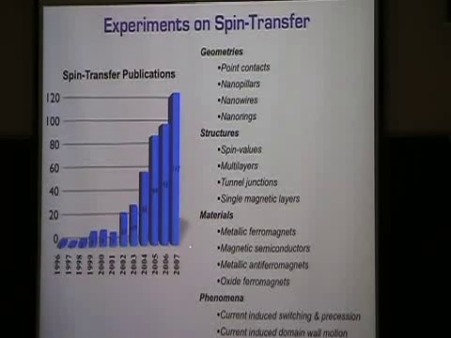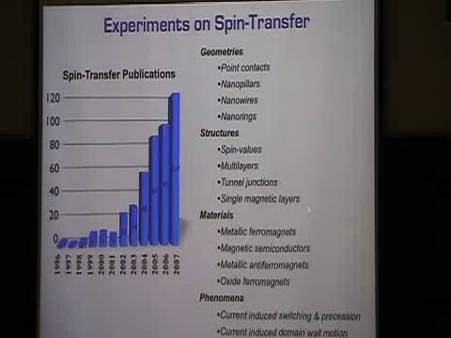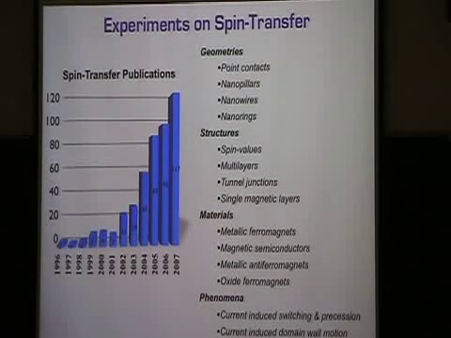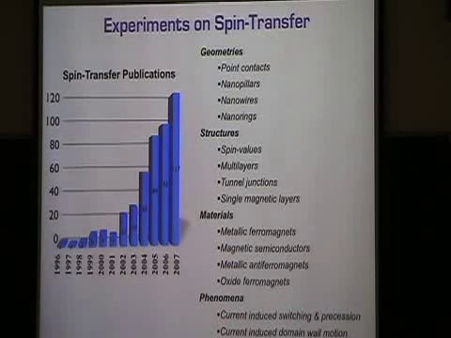We can see this has taken off because there are many kinds of materials that you can use in structures. It works on point contacts, nanopillars, nanowires, nanorings. You can use spin valves. These spin valves are all metallic samples, multi-layers. You can have a magnetic tunnel junction. You don't even need two magnetic layers. The effect works even when you have one magnetic layer. You could work on metallic ferromagnets, magnetic semiconductors, even anti-ferromagnets, oxide ferromagnets, and the phenomena are current-induced switching and precession and current-induced domain wall motion.